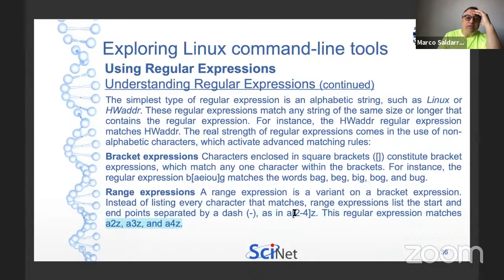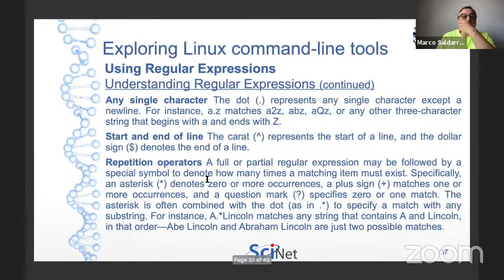Remember that this is one character. The bracket means one character. Even here also. This is for just one character, and it can be any of these. The dot represents any single character except a new line.